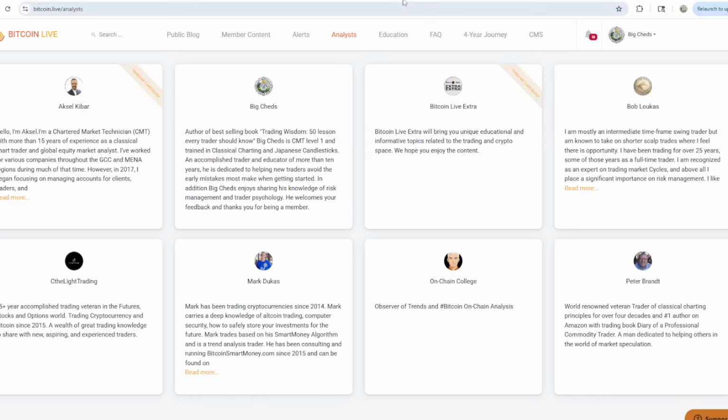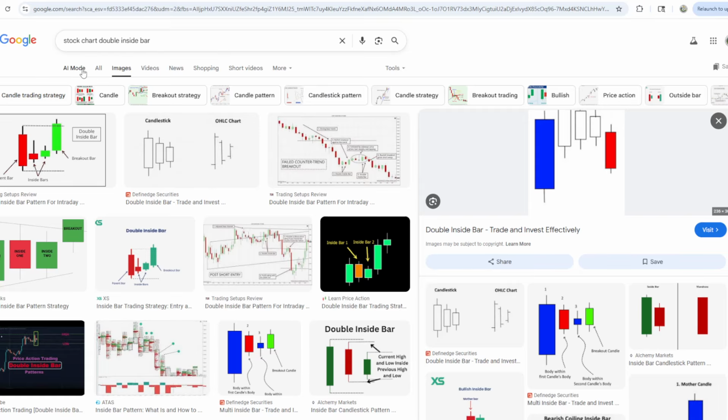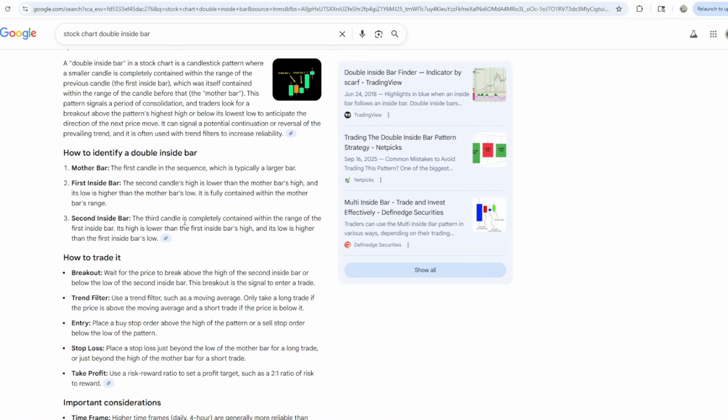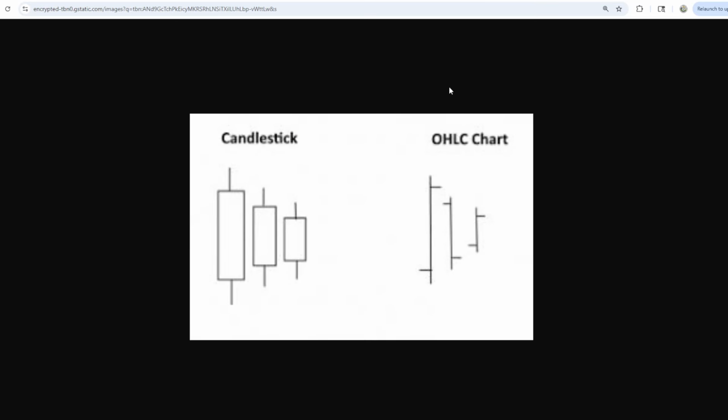For today's lesson, we're going to talk about a double inside bar. You can see a bunch of examples here, a bunch of images of that. And of course, here's the AI overview. You can pause and read this at your own time. But I did select a couple images to show you an example as well.